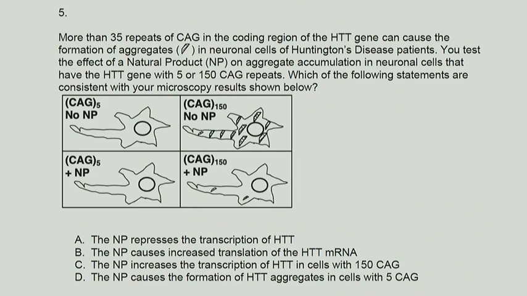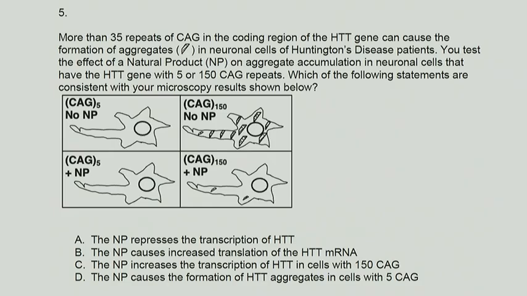Why is that not likely here? Exactly. If we were getting more of that protein product, we'd be getting more aggregates, not less. The NP increases the transcription of Huntingtin, specifically in the cells with 150 CAG repeats. I think because we looked at A and said that it's likely repressing transcription, we can rule out C as well.